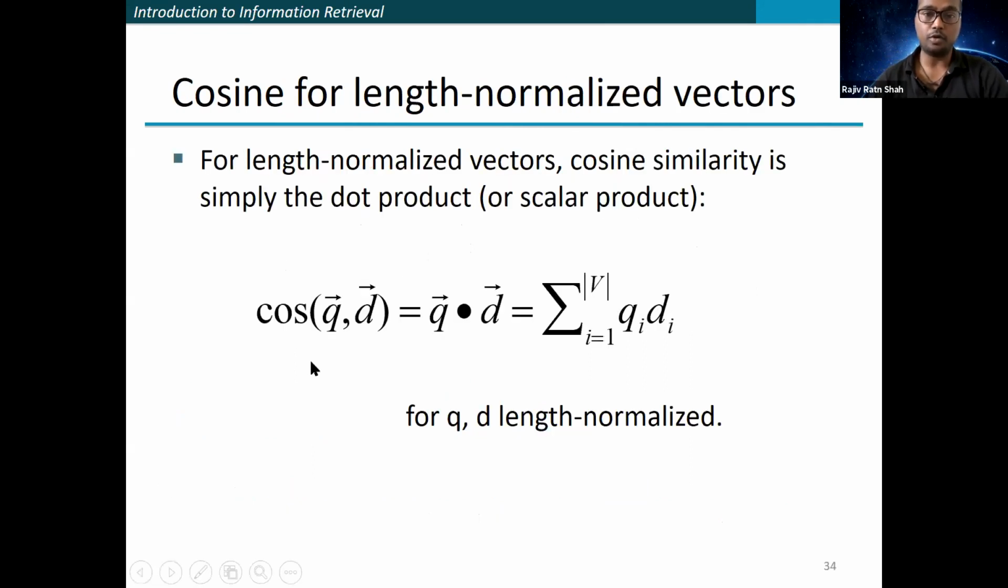For length normalized vectors, cosine similarity is simply the dot product, as we have mentioned. And you can perform the length normalization. That is why, for different documents, you often save their length or magnitude as part of the pre-processing, so that when you have to compute cosine similarity, you can do it quickly.